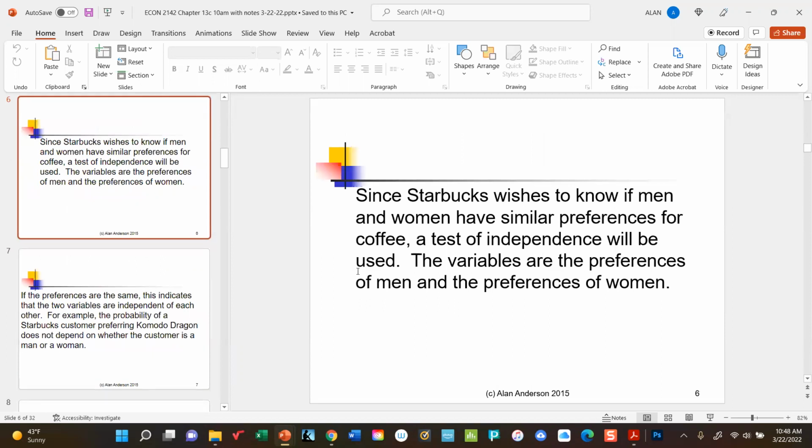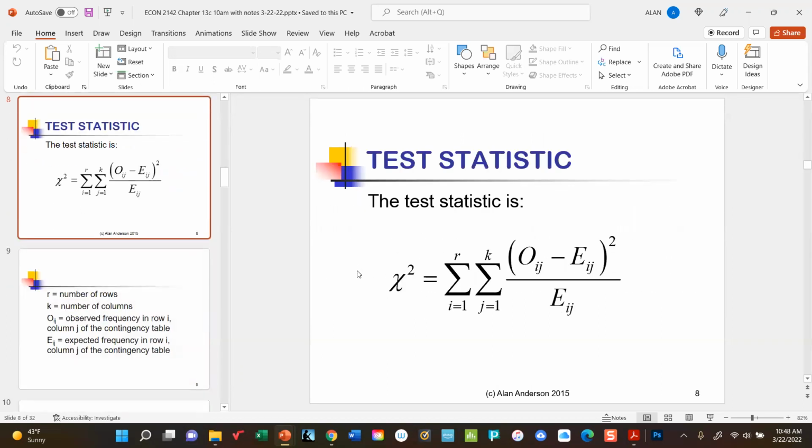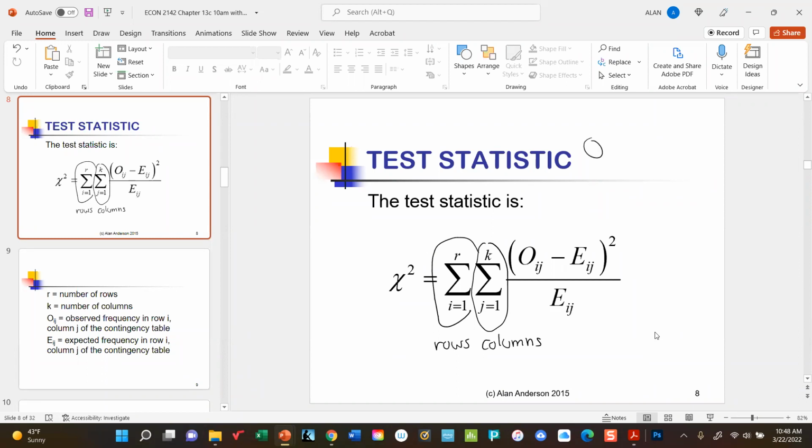All right, so now the test statistic looks interestingly similar to what we had before, except now because there's more than one row, we need two indexes. We need an index for the column, which is here, and this is for the rows. So the subscript, this is row I, and this is column J. Same thing with the E's, of course.